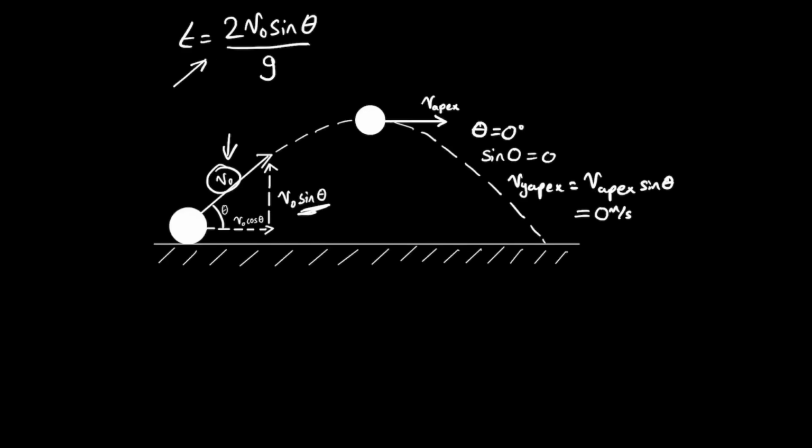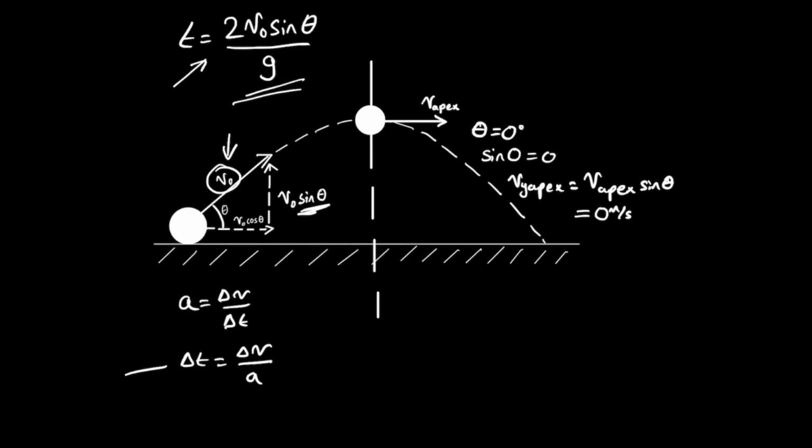Now, in order to start deriving the equation for the flight time, you have to divide the motion into two halves by the apex. The equation we're going to start with is the equation that defines acceleration, which is the change in velocity over the change in time. Now, all we have to do is rearrange this for time, which yields the change in time equals the change in velocity over the acceleration.